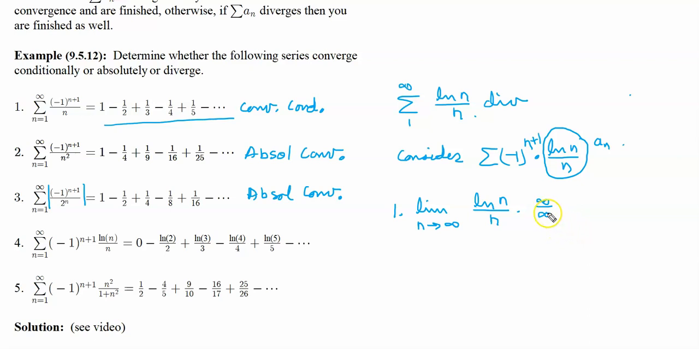We can apply L'Hopital's rule. So applying L'Hopital's rule, this is going to be the limit as n goes to infinity. Derivative of the top is 1 over n, divided by derivative of the bottom is 1. Well, this is definitely going to be 0, because as n goes to infinity, 1 over n goes to 0. So condition 1 of the alternating series test is satisfied.